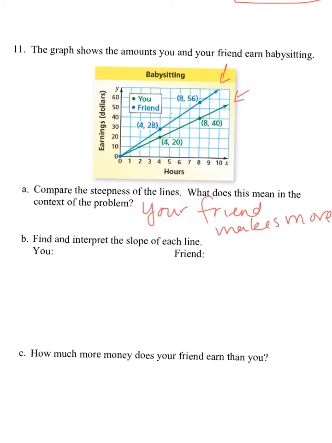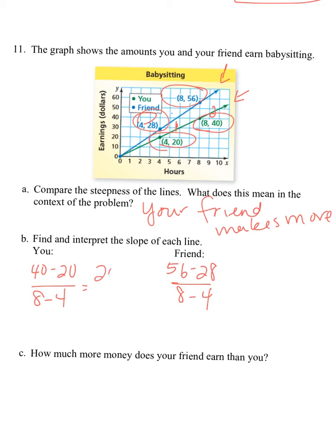So find and interpret the slopes. So choose your 2 points from each one. So here is you, and then this is your friend's. So do your y sub 2 minus y sub 1 for you. So 40 minus 20 over 8 minus 4. Do not forget to keep it consistent. If this is your second ordered pair and this is your first, your friend is going to be 56 minus 28 over 8 minus 4.